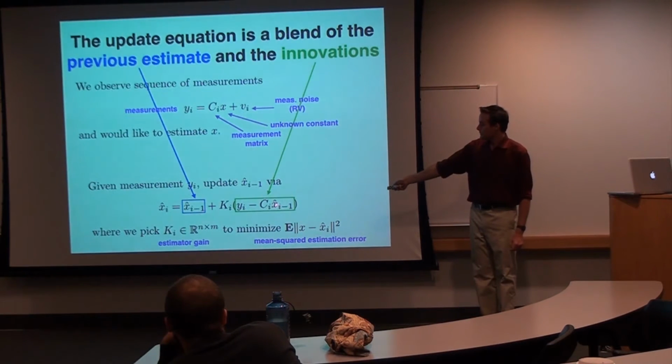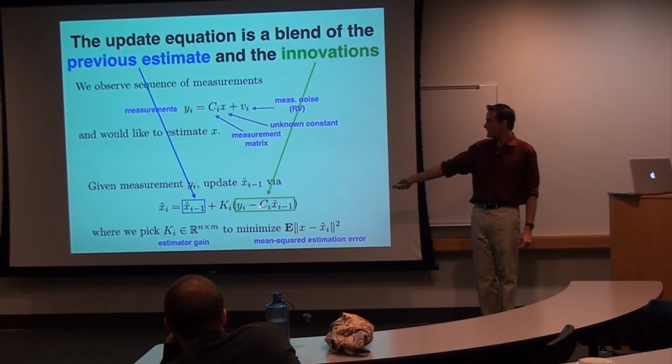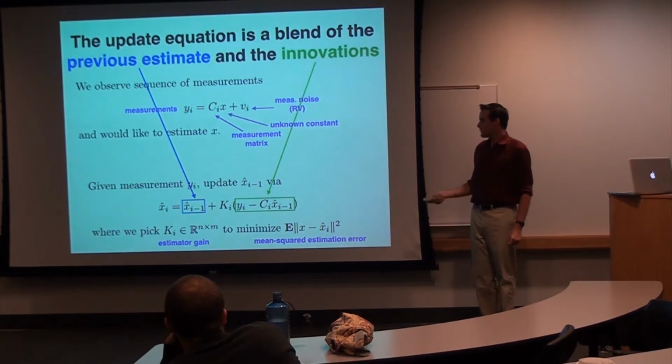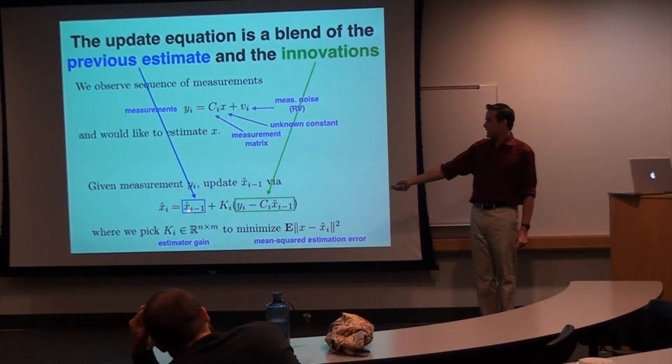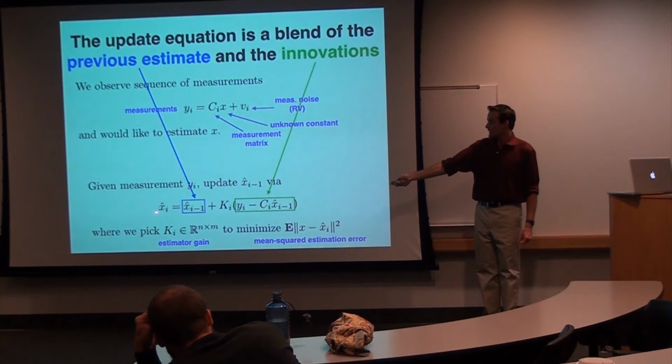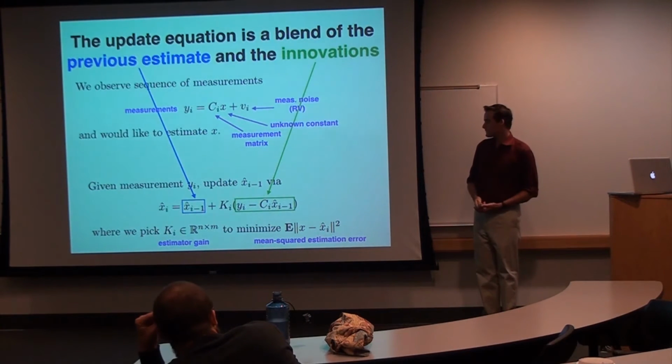If your state estimate is correct, then C_i times the estimate would be exactly what you would measure. If this is different than what you measured, then there's some sort of error. This is like the measurement error between what you did measure and what you expected to measure, and that should be allowed to tweak your estimate of the state. So the whole idea of the linear recursive estimator is that your estimate should be updated according to how wrong it predicted the measurement.